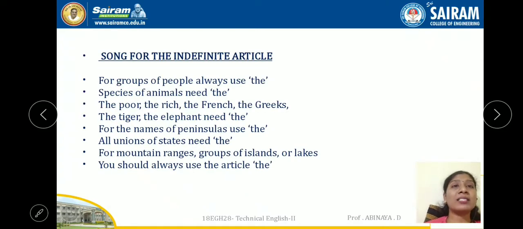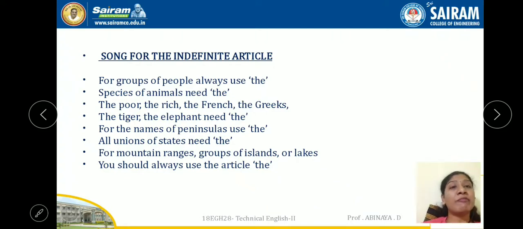Okay, let's go for a song: where all we have to use the, and where we should not. First, for groups of people, always use the: the team, the Indian army. Species of animals need the, the poor, the rich, the French, the Greeks. Why here the French? The French is not the language actually, it is the group of people. So the French people, the Indians, and the tiger, the elephant need the.